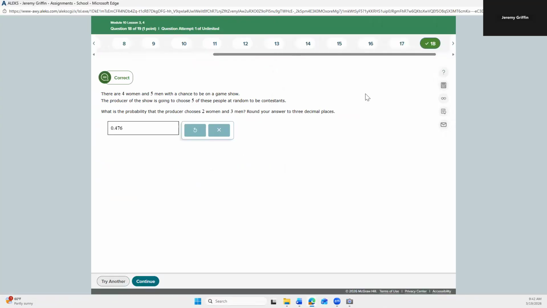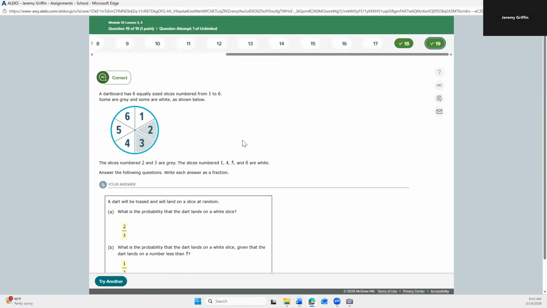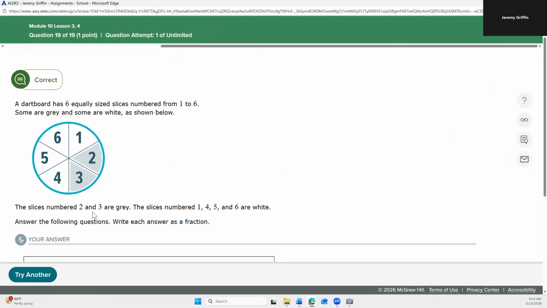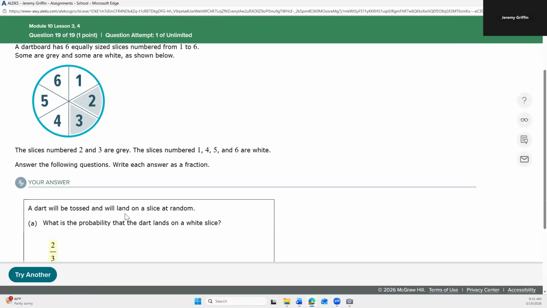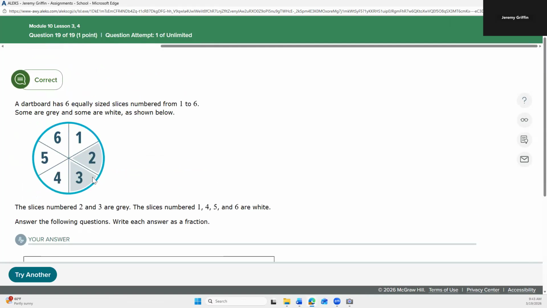Okay, let's start. Just these last two right here. All right, let's go. Very last one, number 19. I'll show you this one, then we'll try a different one. So we've got a dartboard with the numbers 1 through 6. We've got a couple of slices that are gray, and some slices that are white. It says the dart will be tossed and land on a slice at random. What's the probability that it lands on a white slice? Well, there are 4 white out of 6 total, so 4 out of 6, and you can reduce that to 2 out of 3.